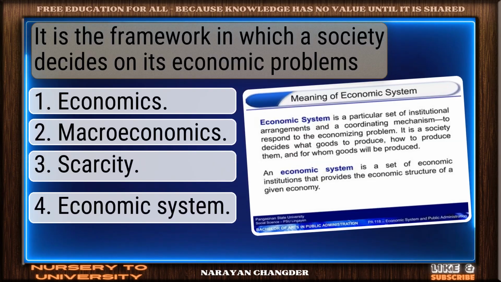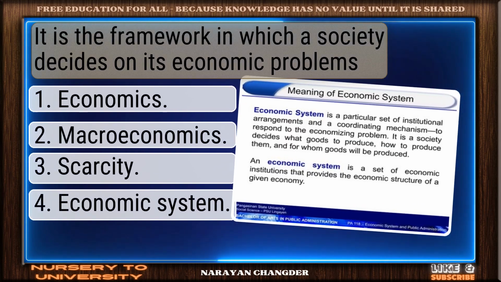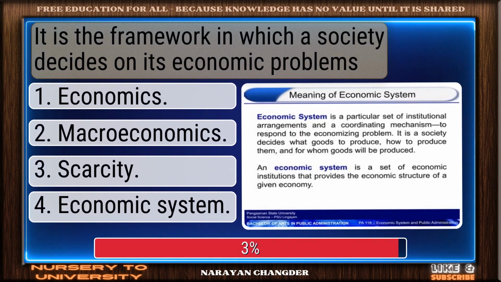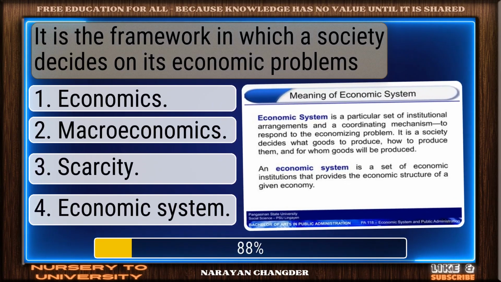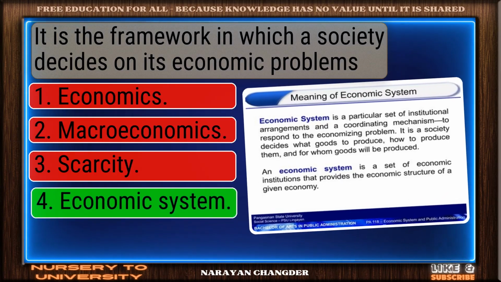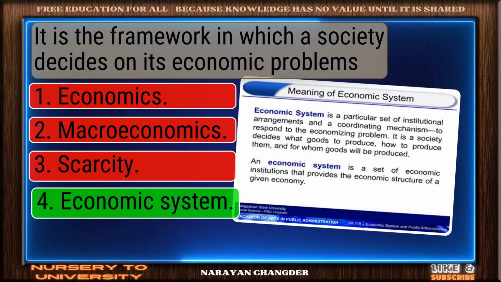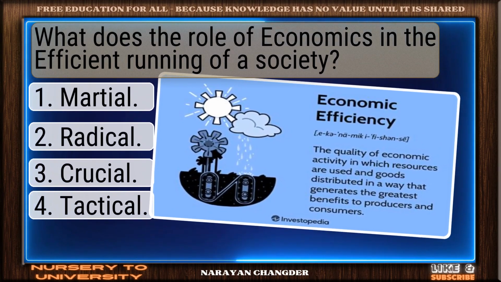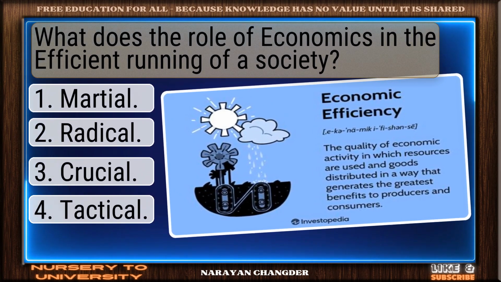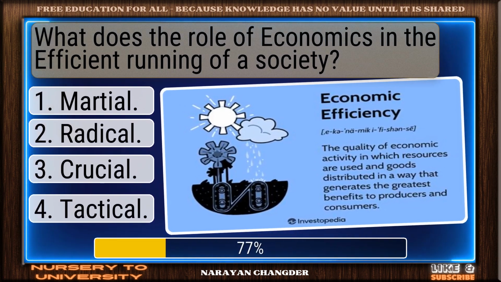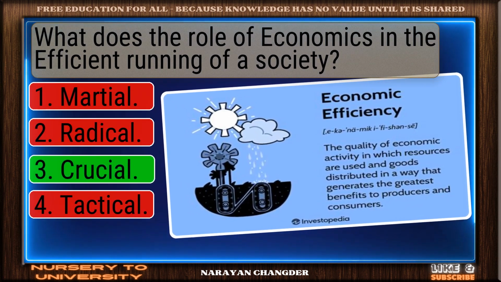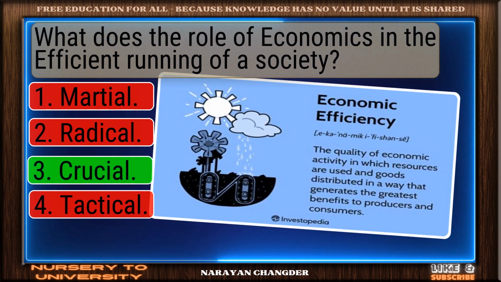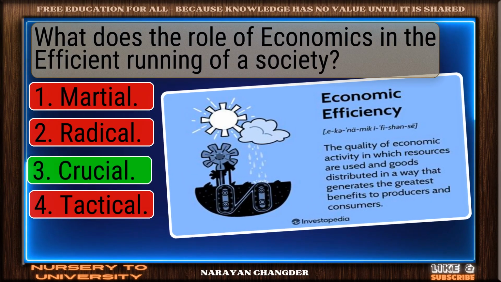It is the framework in which a society decides on its economic problems. Well done! Economic system is the right choice. What does the role of economics in the efficient running of a society? Clear logic. Your choice crucial is sound and 100% true.